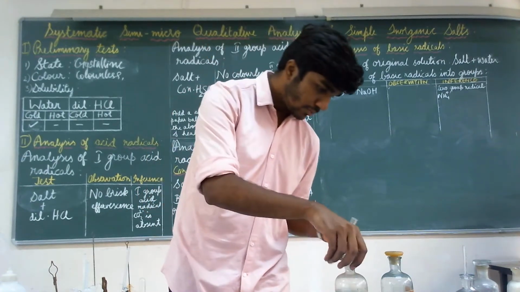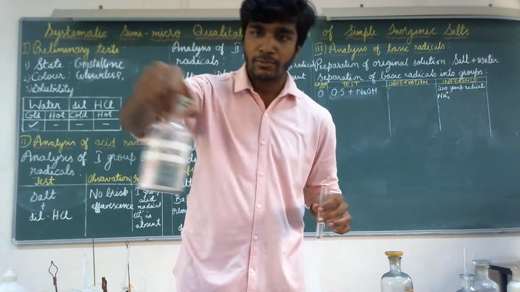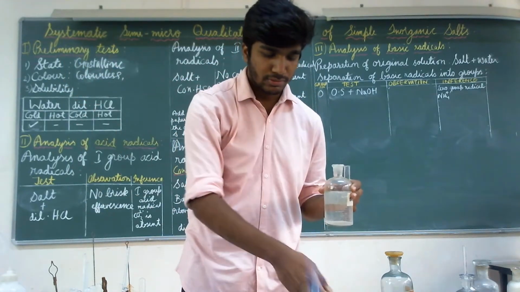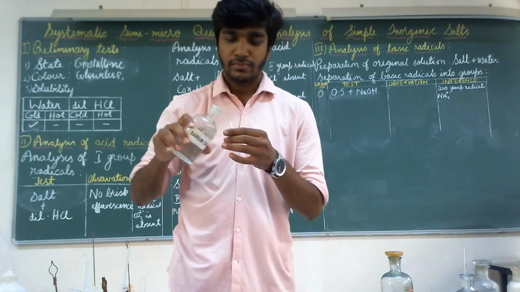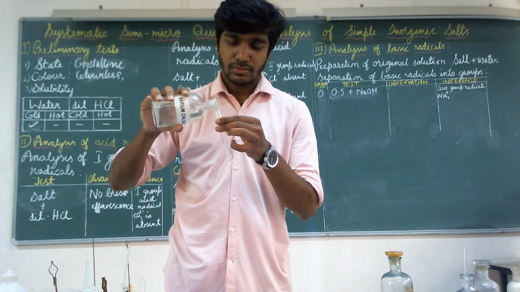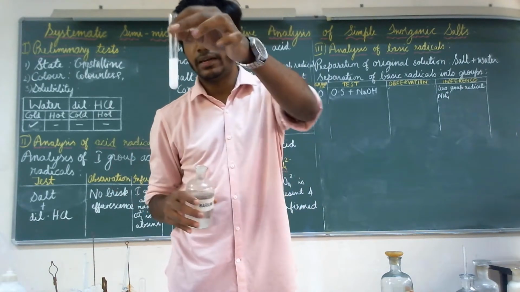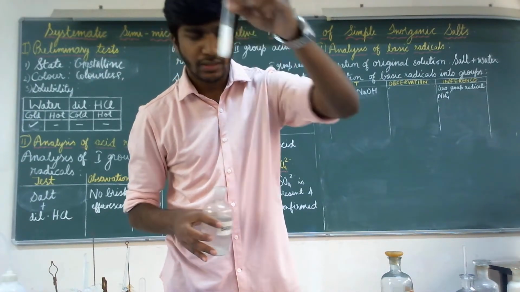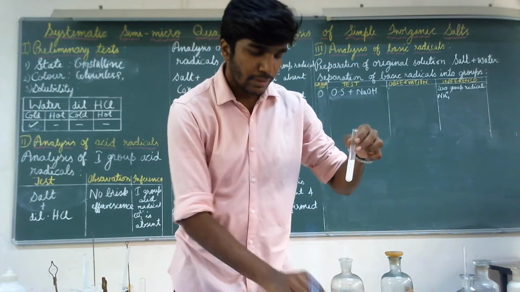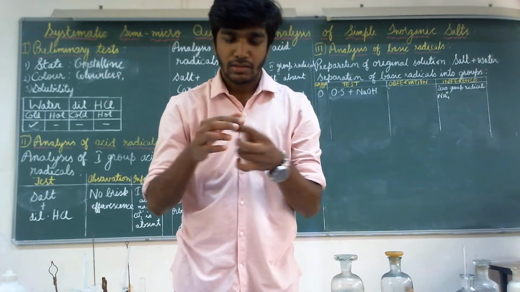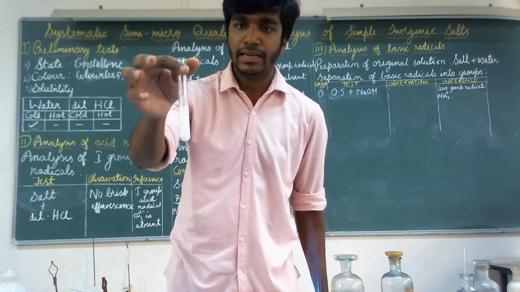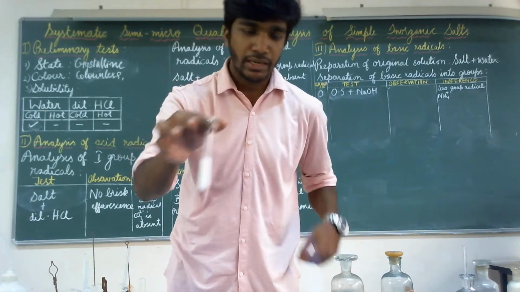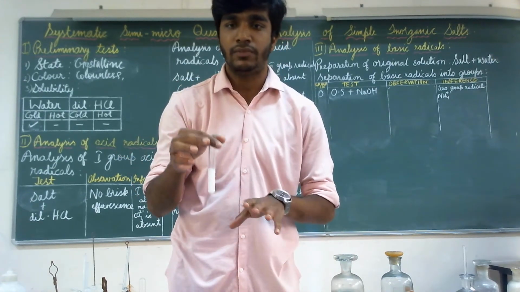Okay. If you are getting a thick white precipitate, it means sulfate might be present. So I have barium chloride solution here. I will be adding this to the test tube. As you can see, I am getting a thick white precipitate. In order to confirm that it is indeed barium sulfate, we will be adding excess of dilute HCl. If the precipitate is insoluble in excess of dilute HCl, then it confirms sulfate.